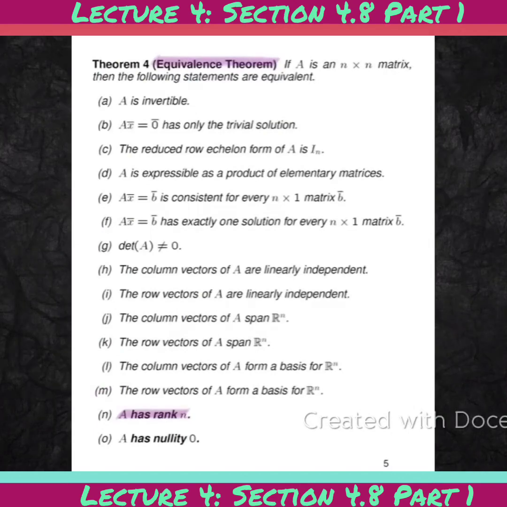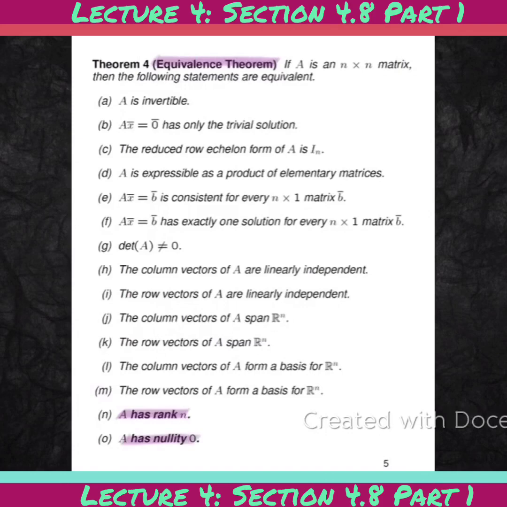The only way that can happen is if the reduced row echelon form of A is the identity matrix In. And that happens only when A has rank n. Now when A has rank n, that is going to force A to have nullity 0, because the rank and the nullity always add up to the number of columns, and because the matrix A has n columns and the rank of A is n, that is going to immediately force the nullity to be 0.